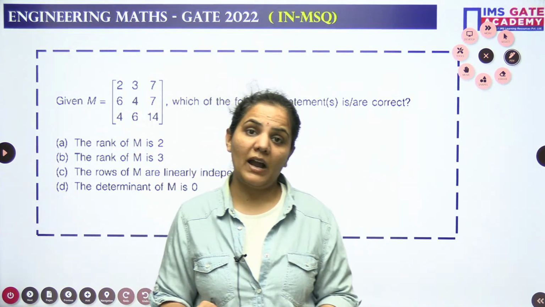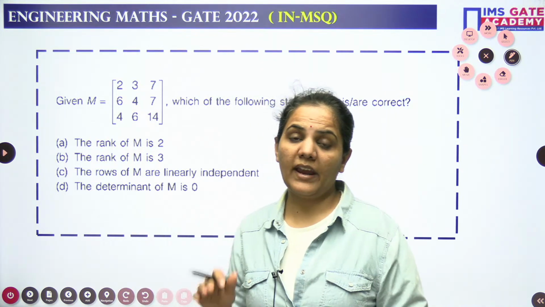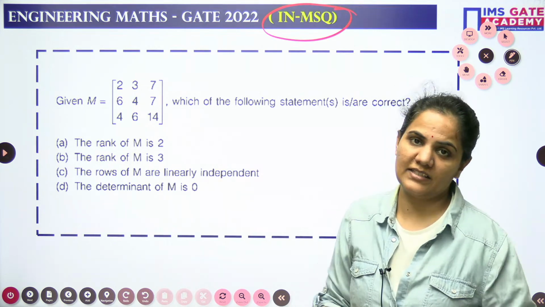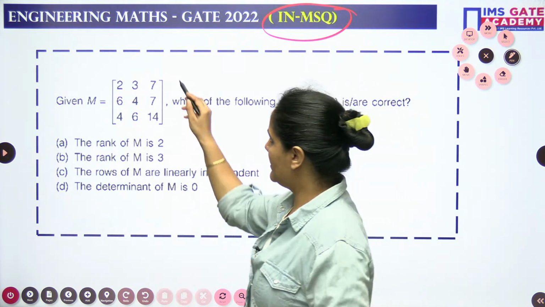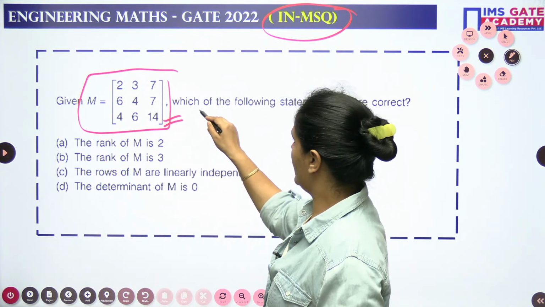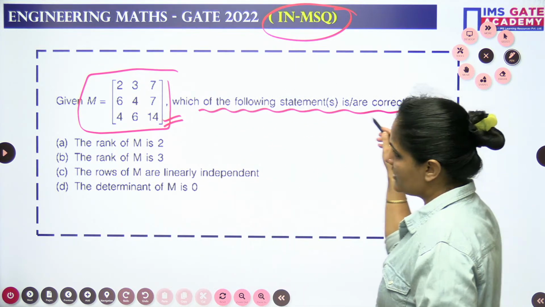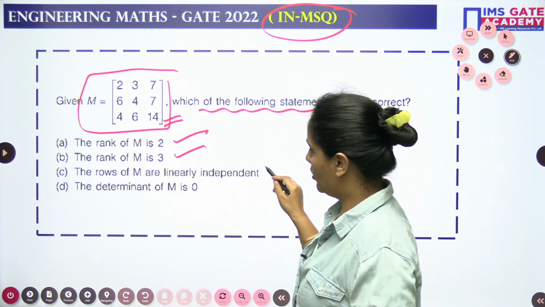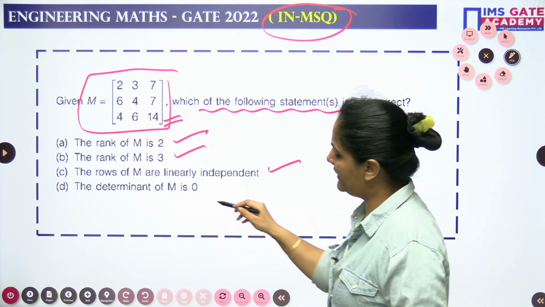This question is from IN 2022, and this is an MSQ, multiple select question, from linear algebra. Let's see the question. Given the matrix M equals 2, 3, 7, 6, 4, 7, 4, 6, 14, which of the following statements is or are correct? The rank of M is 2, the rank of M is 3, the rows of M are linearly independent, and the determinant of M is 0.